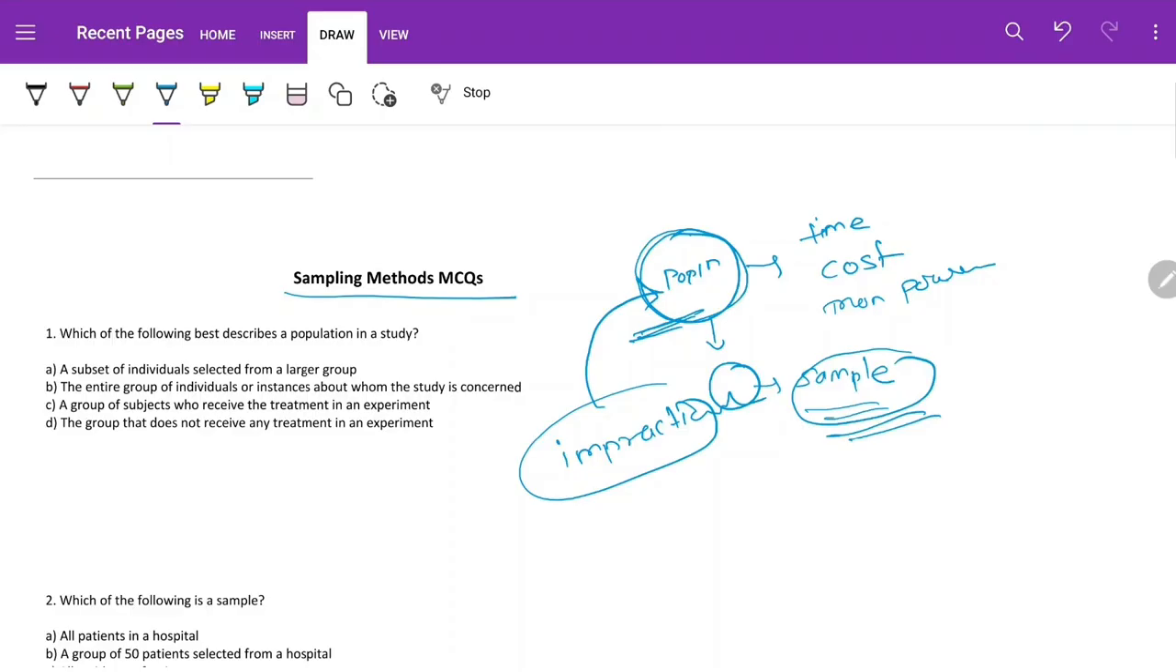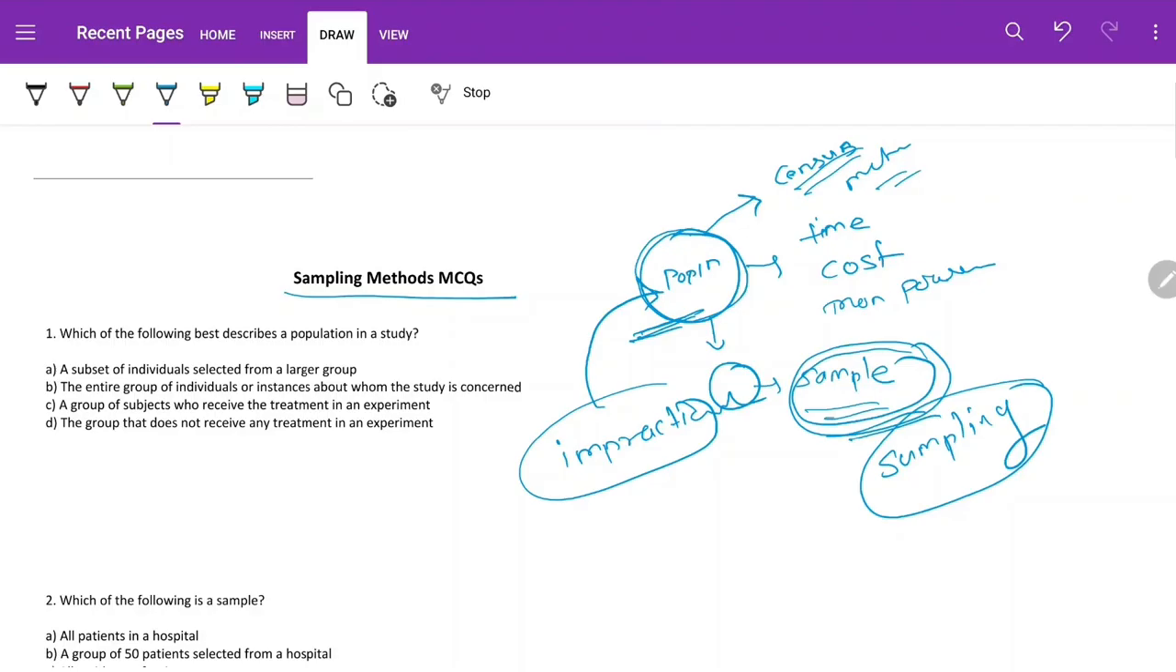The study of population is known as census method, and the study of sample is known as sampling. So we choose some part of population to perform the actual experiment on, or to study actually, and that part of population is our sample.